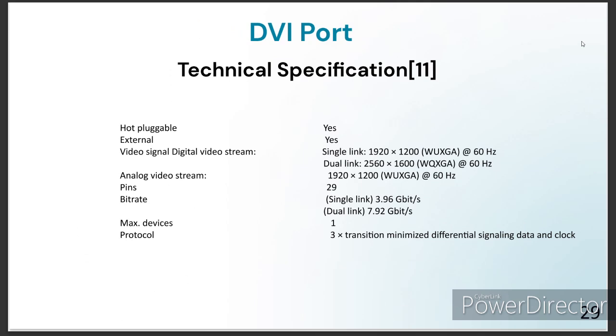Technical specification of a DVI port. Hot pluggable, yes. External, yes. Video signal: digital video stream, single link and dual link. Analog video stream, pins 29. Bitrate for single link 3.96 Gbps, dual link 7.92 Gbps. Maximum devices 1.